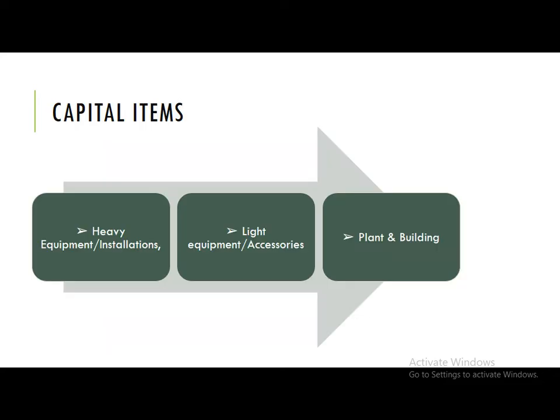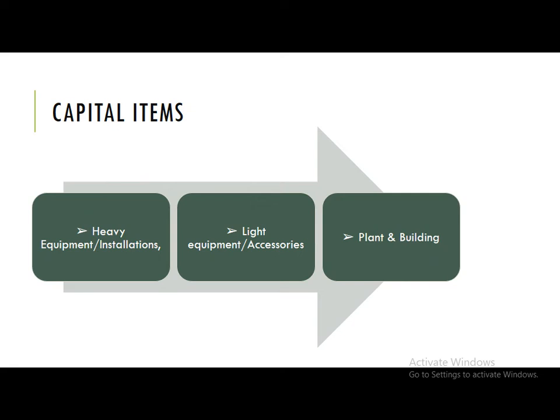Now we will talk about capital items. Capital items are those which are used in the production process, and when they wear out, a portion of their original cost is assigned to the production process as depreciation cost. Capital items include heavy equipment or installations, light equipment or various accessories, and third is plant and building.